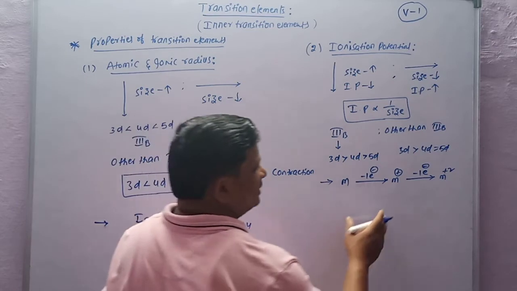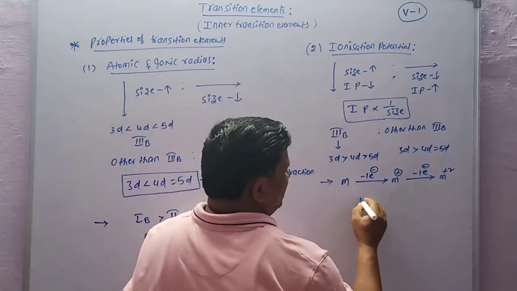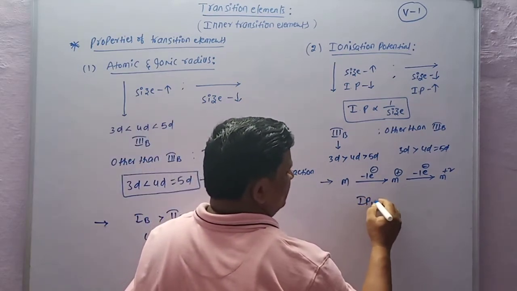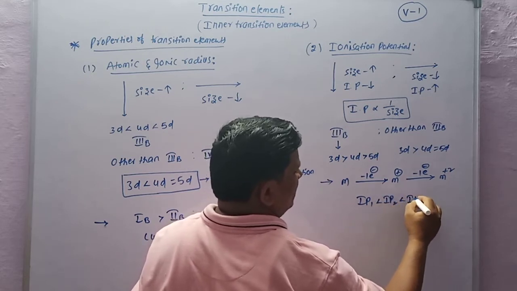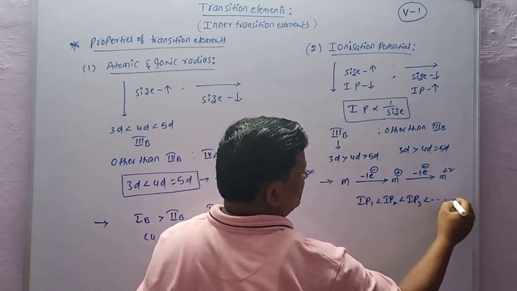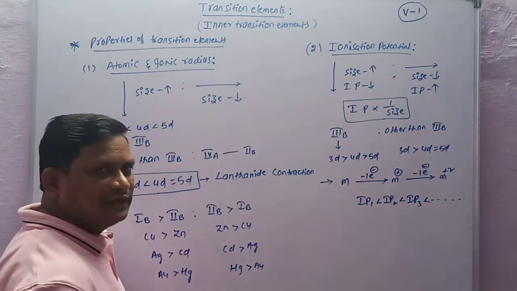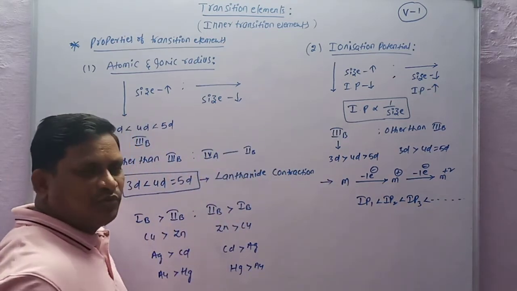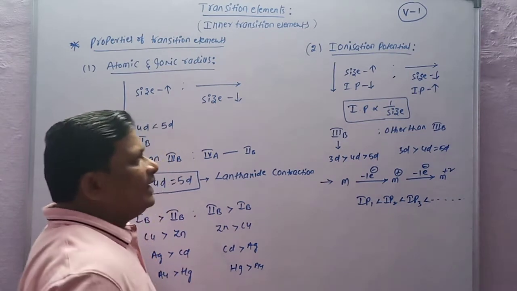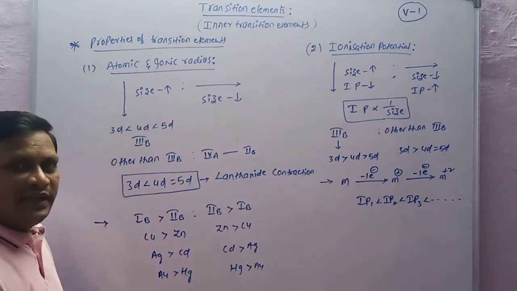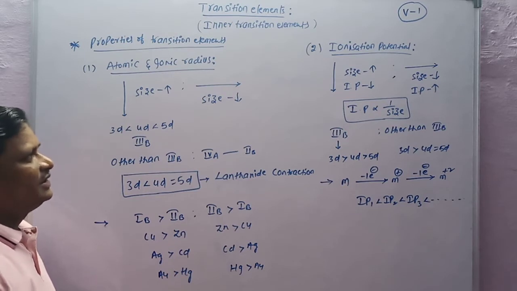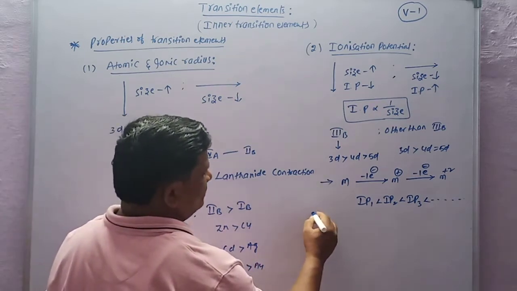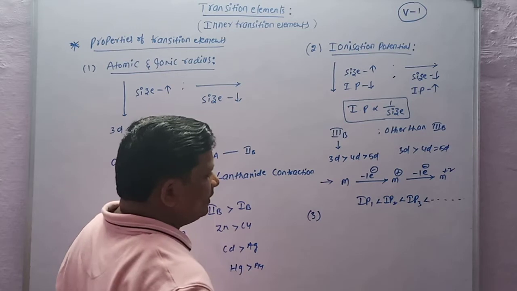Size decreases, so ionization potential values decrease. Generally, ionization potential 1 is less than ionization potential 2, which is less than ionization potential 3, and so on. As the positive charge increases, IP values decrease. Okay. So next is the third one.